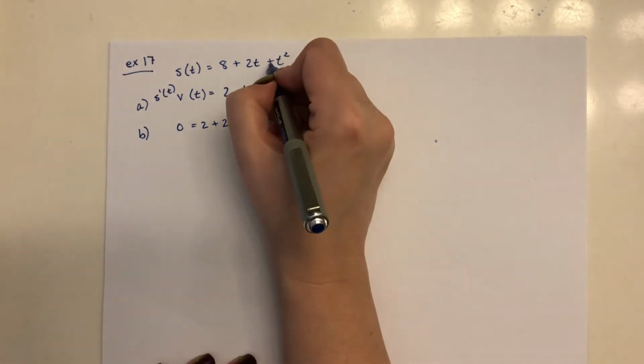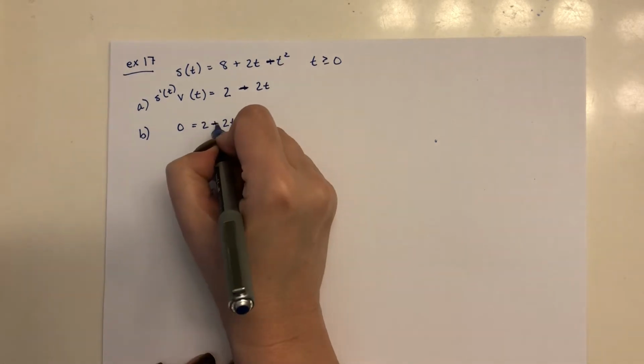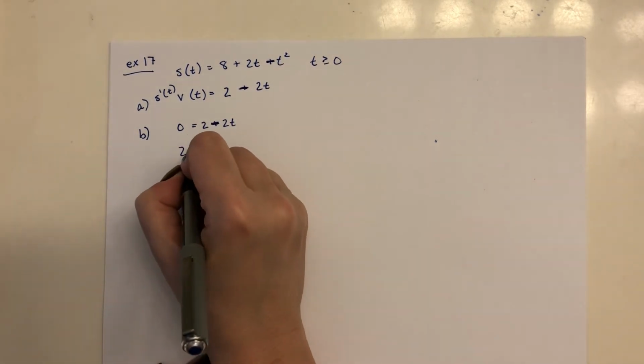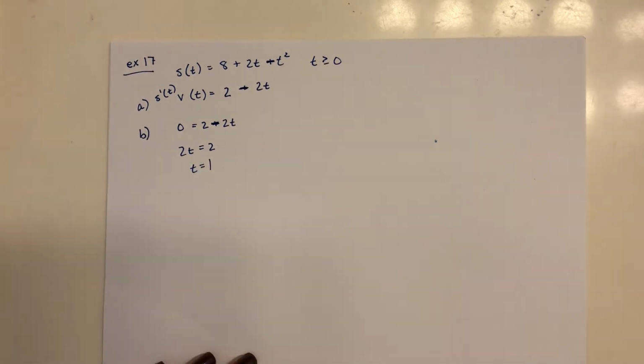Oops, looks like I miscopied it. Let's make that a negative, make that a negative, make that a negative. So my t comes out to be 1. All right, so at time 1 is where it's going to stop.